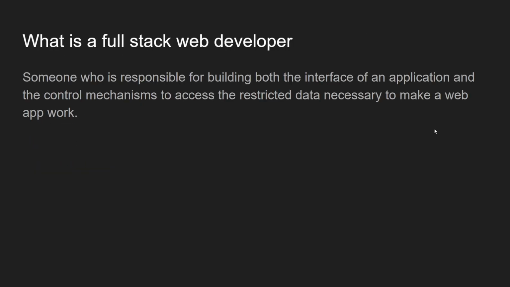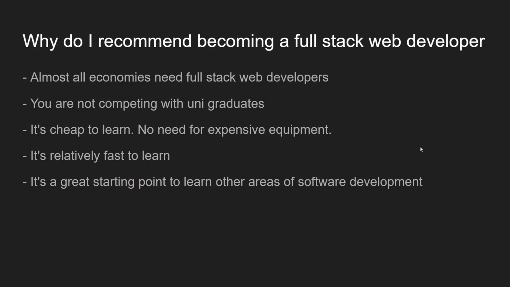Okay, so what is a full stack web developer? So what is what I do? And later I'm gonna cover why I recommend you to also become a full stack web developer. A full stack web developer is someone who is responsible for building both the interface of an application and the control mechanisms to access the restricted data necessary to make a web app work. I'm going to expand this definition later, but again, basically, you are the one responsible to make web apps work. So when you go to a website, you are the one responsible to make sure that people can interact with the website and the website works and does what it's supposed to do.